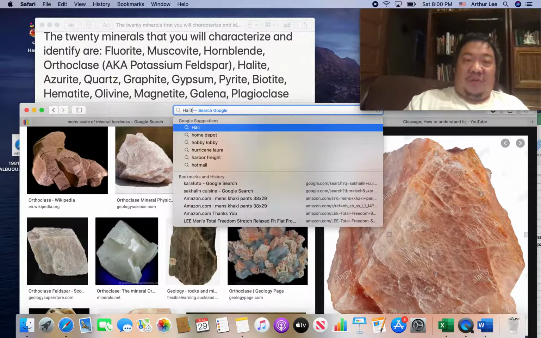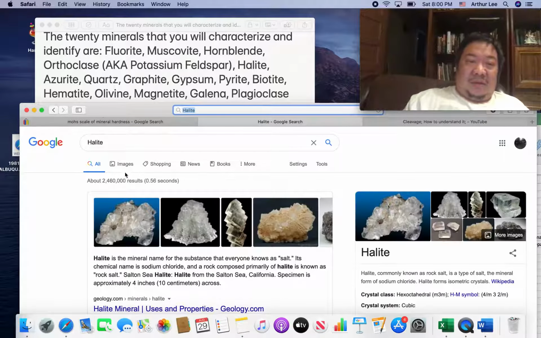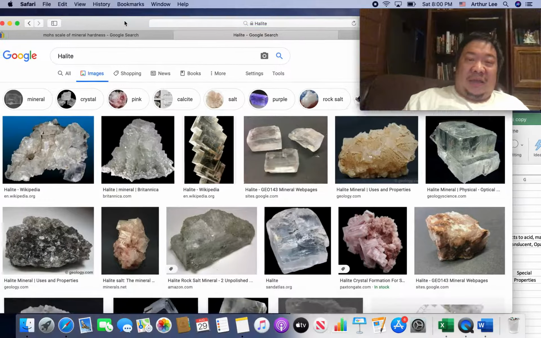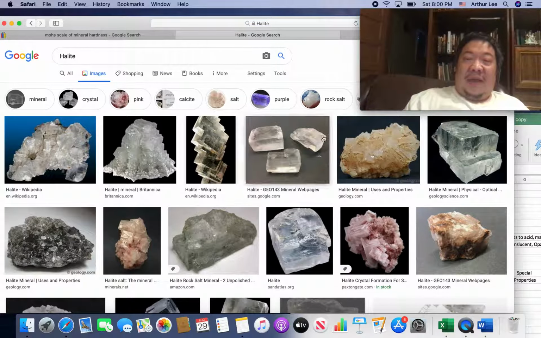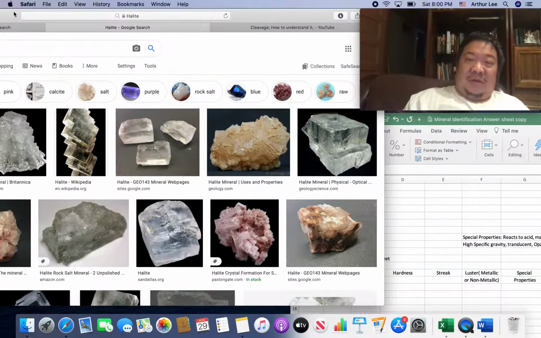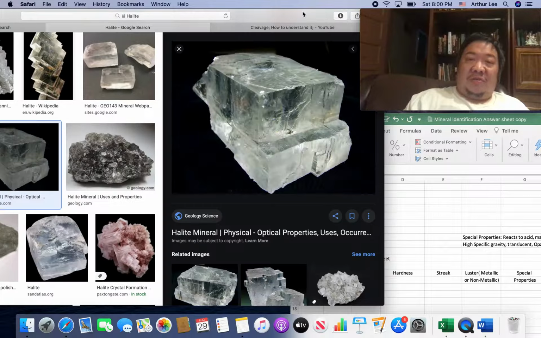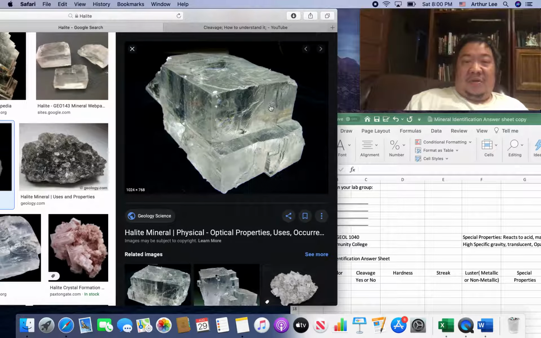Halite. Next mineral is called halite. Many of you have had that on your eggs this morning. We call it salt. It's also used to melt snow. What do you notice about halite? Well, it's clear. But lots of minerals are clear, so we need to know more to figure out that this is halite.